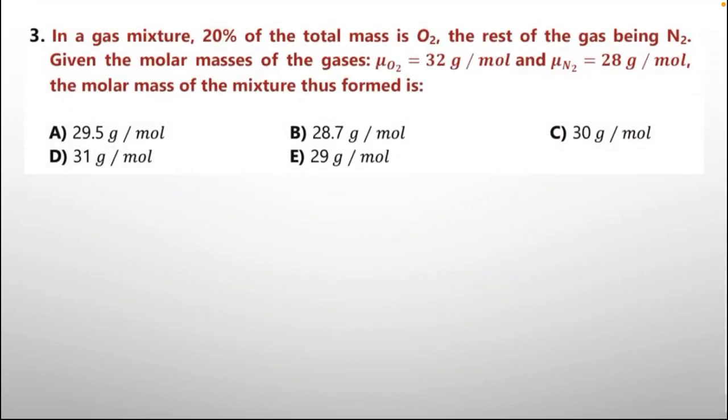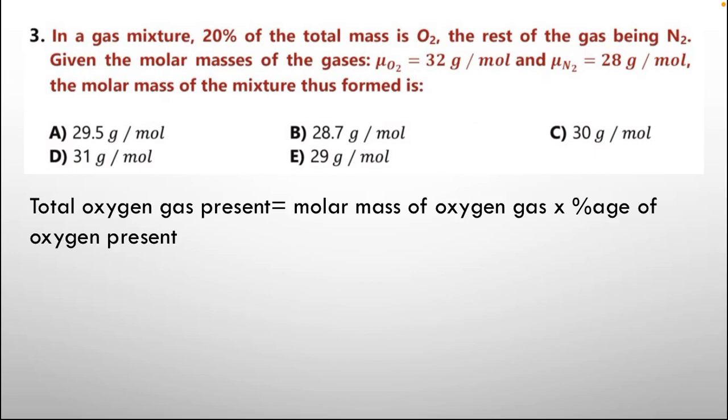Next, question number 3. In a gas mixture, 20% of the total mass is oxygen gas, the rest being nitrogen. Given the molecular masses of the gases, oxygen is 32 grams per mole and nitrogen is equal to 28 grams per mole. The molar mass of the mixture thus formed is, options: A, 29.5 grams per mole, B, 28.7, C, 30, D, 31, and E, 29 grams per mole.